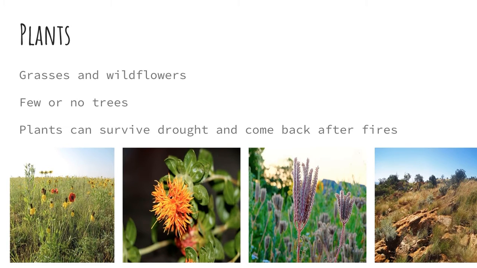Plants. So the plants are mostly grasses and wildflowers. There are few to no trees, and the plants can survive drought and come back after fires. So these are a few examples of plants we might see.